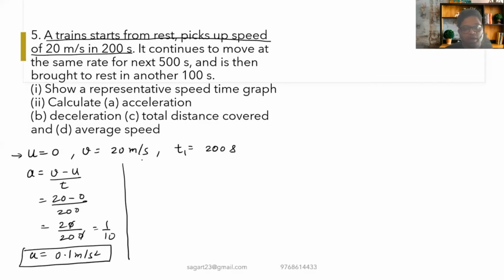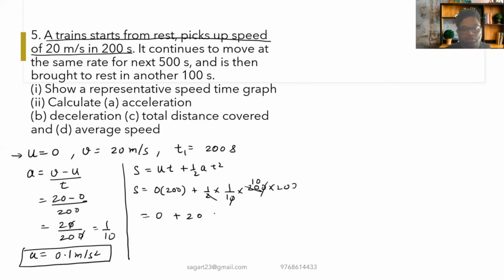I also will find out the distance covered. So it is ut plus half at squared. So this is 0, and this is 200, plus half into 1 by 10 into 200 into 200. So this cancels, this will be 10. So this will be 0 plus 2000. So I call this S1 is 2000 meters. Okay, so this is the information that we collect from the first part of this answer.